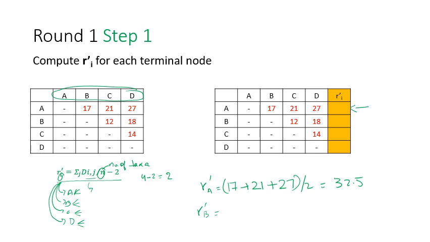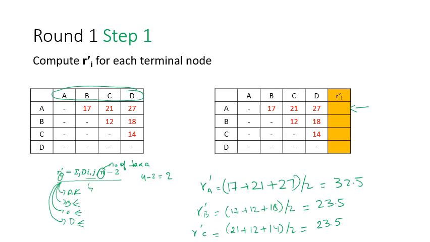R prime of B: we have B to A, which is 17, B to C is 12, B to D is 18, divided by 2, and then you'll get 23.5. Similarly, R prime of C is C to A, which is 21, C to B is 12, plus C to D is 14, divided by 2, and when you compute the values you will see it's 23.5. Similarly, you will calculate the R of D value.